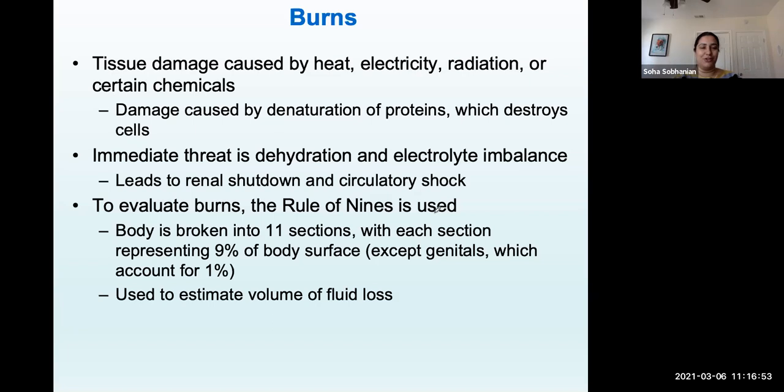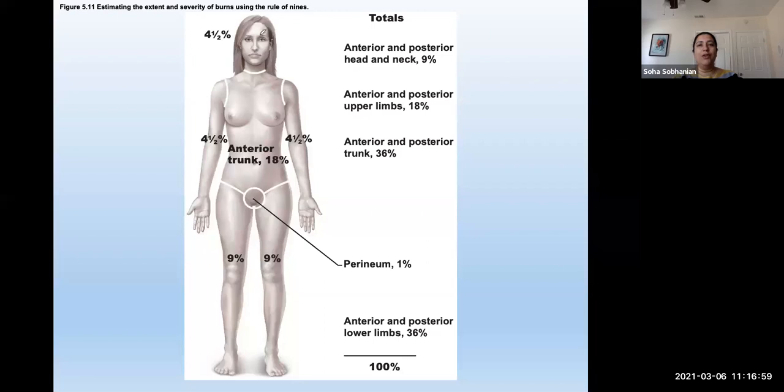rule of nines. Here's a picture, it kind of makes sense. If you look at the whole body, there's a total of 100% for your whole body. Your head, the front is 4.5% and the back is 4.5%, so that's 9%. Each of your arms, front and back, is 9%. Your trunk is 9% on the top and 9% on the bottom. Each of your legs is 18%: front 9%, back 9%. And then the region for the genitalia is considered 1%. So if you add up all of these, you get basically 100%.